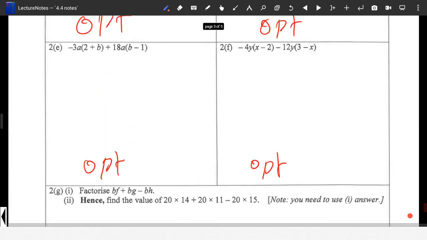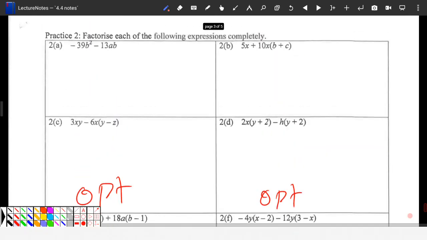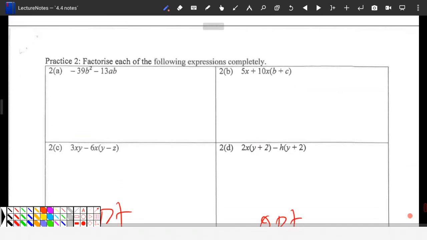Now, let us conclude the lesson by going through the last two. I will do A, you will do B. Let's go. Now, look at this page here. Last page, page 3. Minus 39b squared, minus 13ab. What number is common? The b alphabet is common. How about number? 13. No, there's no 3 here.